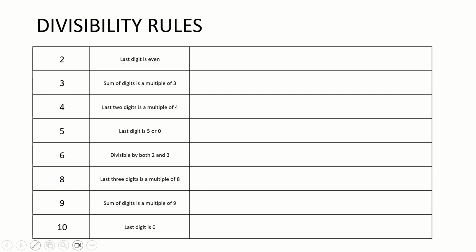A number is divisible by a certain number if it can be divided by that number and get an answer without a remainder. For example, 12 divided by 6 is 2. We were able to divide 12 by 6 without getting any remainder. So that means 12 is divisible by 6.